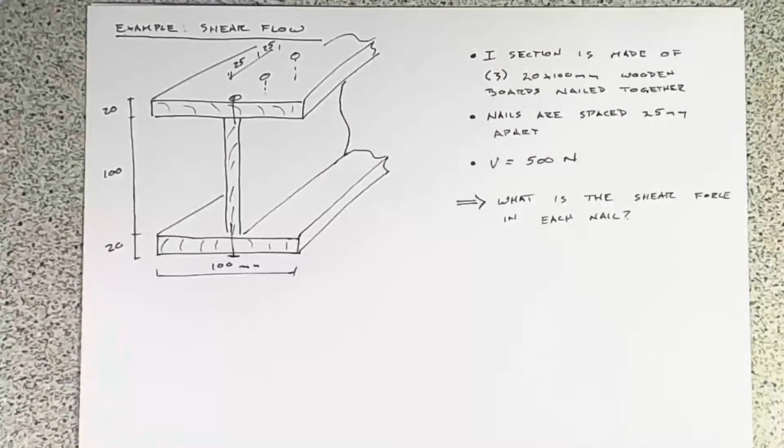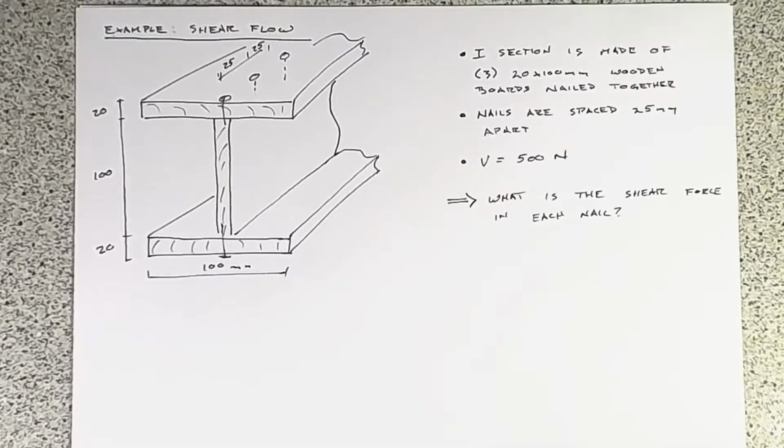This is the first example of two that we're going to look at on shear flow and try to apply what we saw in the previous video, where we did a real brief derivation for shear flow. Just as a reminder, shear flow is a determination of how much shear force occurs over a given length of the structure.